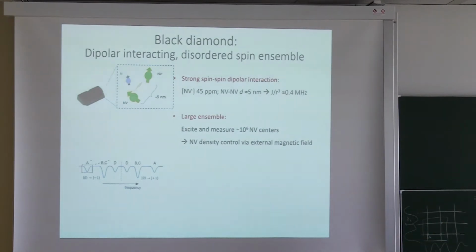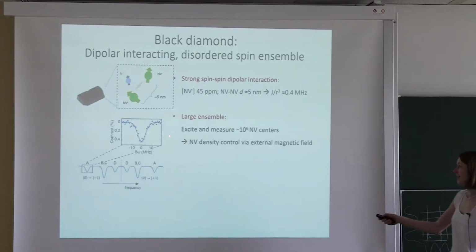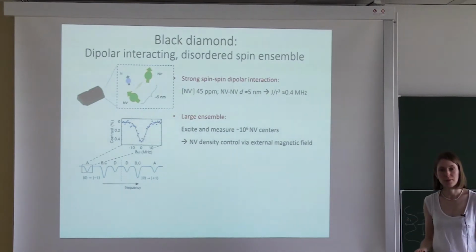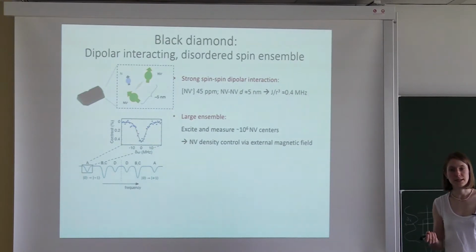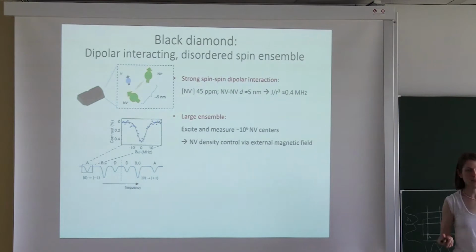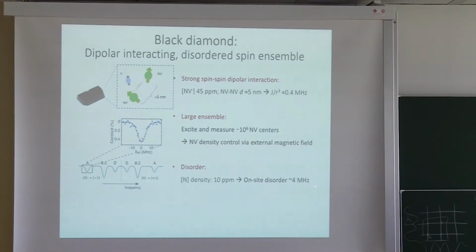Okay. And so when we zoom into one of these ESR lines, what we find is that the ESR line is much broader than what you would expect from a single NV center. The reason is that there are leftover nitrogen atoms that have not been converted into NV centers, and they produce a random on-site potential offset at the location of the NV centers with a strength of 4 megahertz. That means we're working with a strongly disordered but also strongly interacting sample.